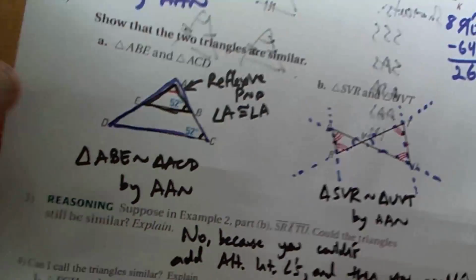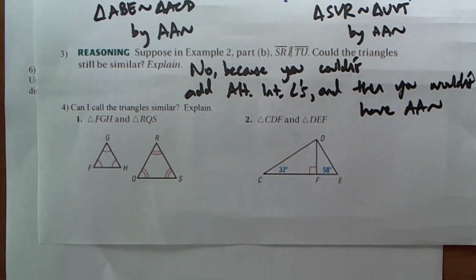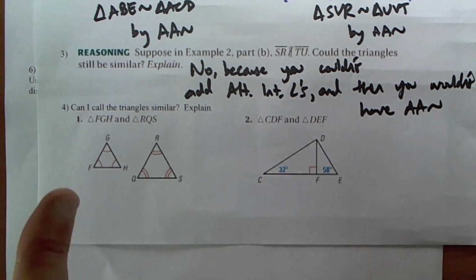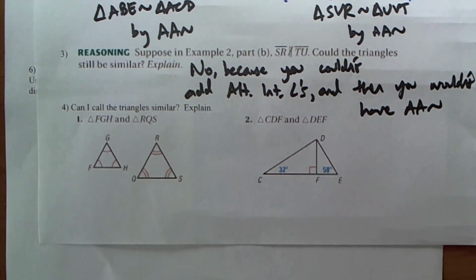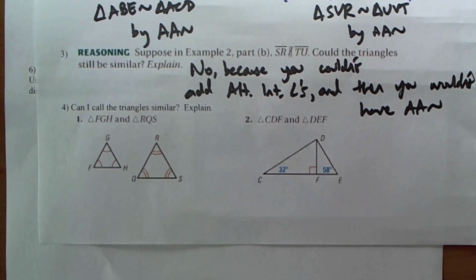So now let's go ahead and try number 4 here. Again, try number 1 and 2 here from number 4 here on your own. Pause the video. Can I call these triangles similar? Can I call these triangles similar? C, D, F, and D, E, F. Go ahead, please.